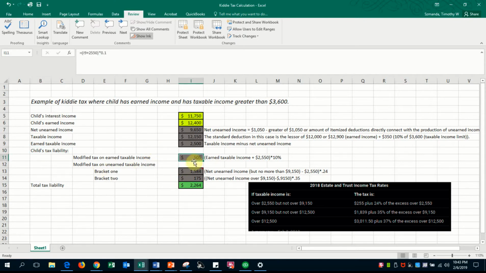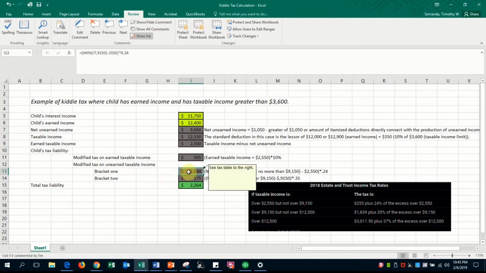The first step in this two-step process of calculating the liability is to take the earned taxable income of $2,500, add $2,550, again that value of $2,550 is given in the formula in the text, and multiply the sum of those two values by 10%, or 0.1, and we wind up with 505. So that's the modified tax on the earned taxable income. The next calculation in this tax liability is the modified tax on the unearned income.